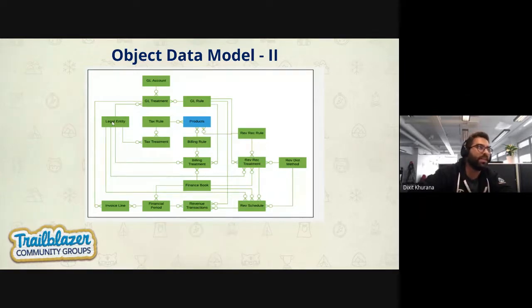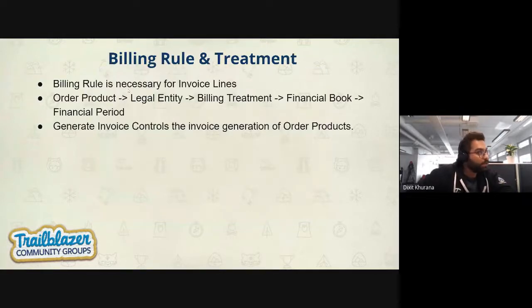If you don't have a legal entity, then your order generation will not happen either. It's not only about invoice generation, it's about order generation as well. If you have the billing package installed in your org, then you have to have these legal entity and finance books configured correctly. Now, a billing rule is necessary for invoice lines. If you want to generate an invoice in Salesforce Billing, you must have a billing rule. Otherwise, you won't be able to generate an invoice.